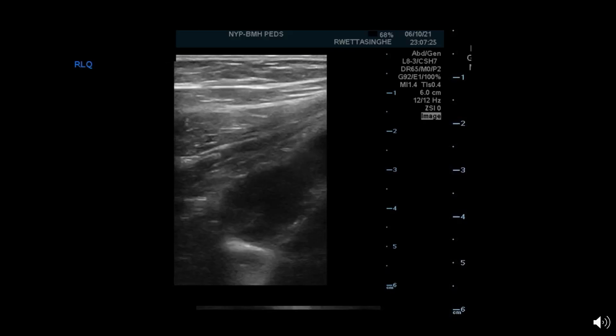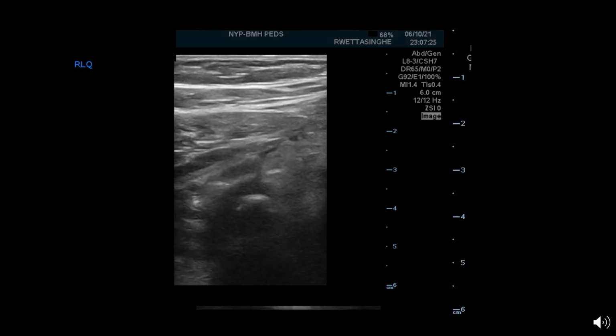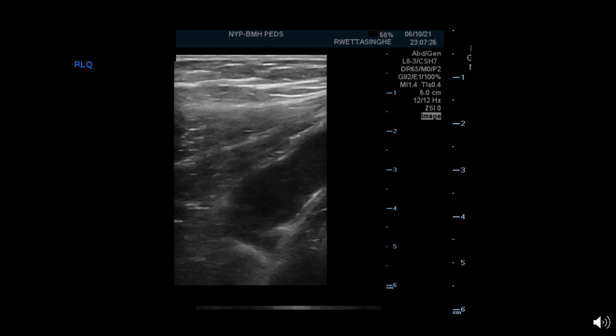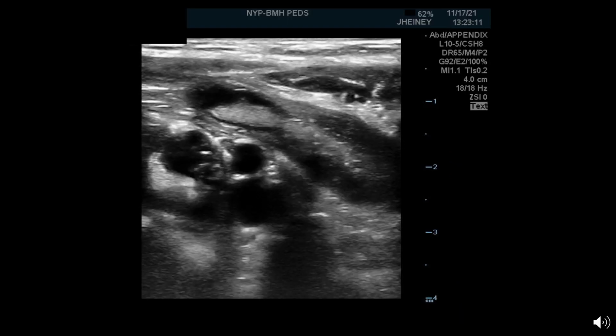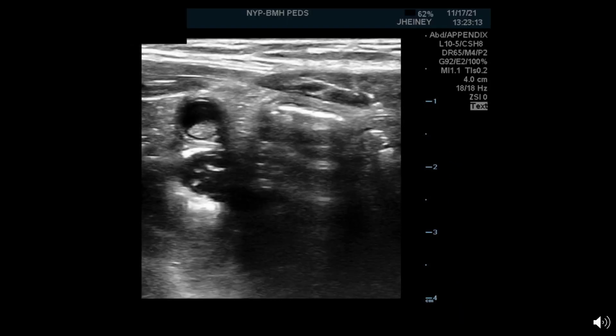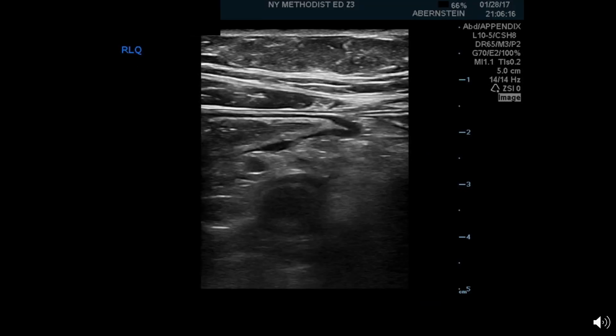In this video clip, you can appreciate an appendicolith at the base of this appendix, which is enlarged, on the left lower portion of your screen. Here is another picture of a large appendix with purulent matter inside of it.